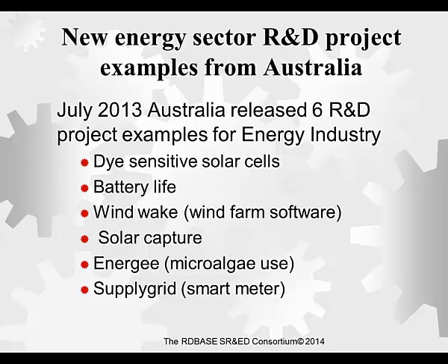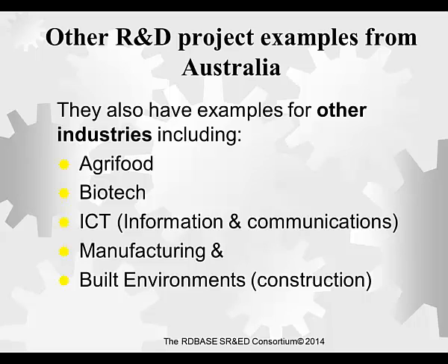As a closing issue, we would like to bring your attention to some new R&D project examples developed by the Australian government for their R&D tax credit program. These include 6 different examples of full R&D projects for the energy sector. They also include examples for other industries, including agri-food, biotech, communication and information technologies, manufacturing, and construction.